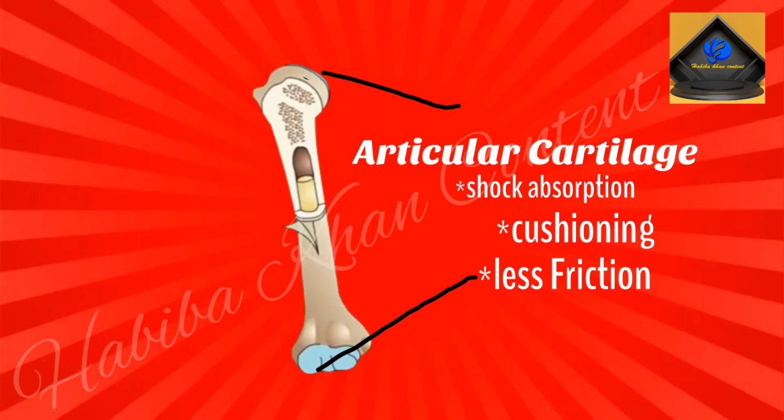Where bones come together to form joints is a smooth tissue called articular cartilage. It provides shock absorption, cushioning, and minimizes friction as the bone moves. Because articular cartilage has a poor blood supply, it doesn't heal very well once it has been damaged.